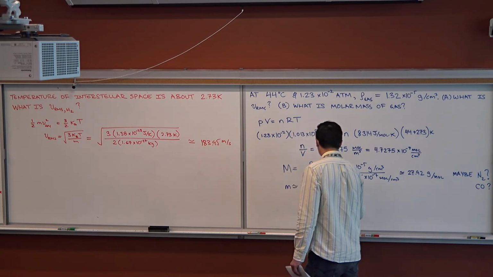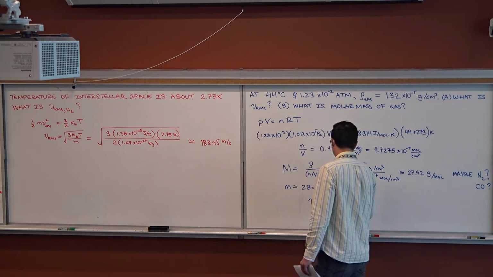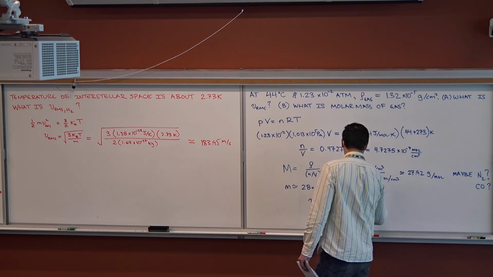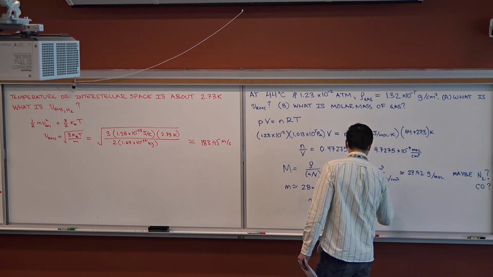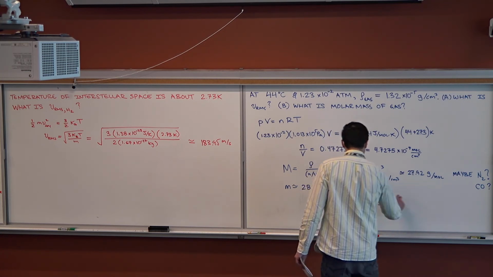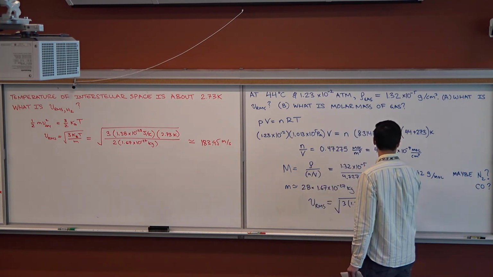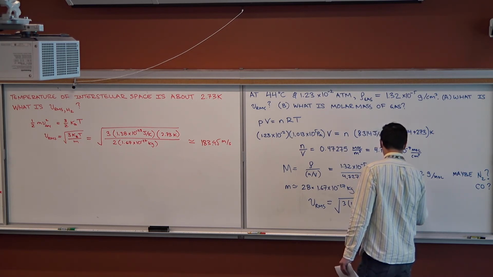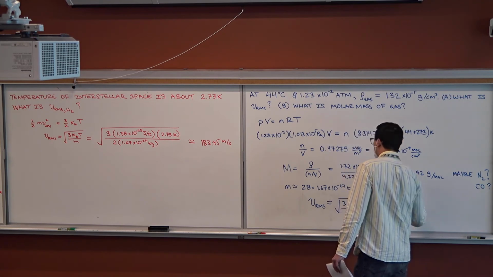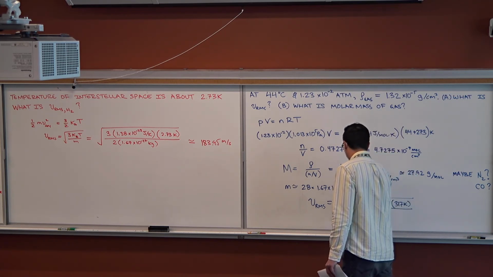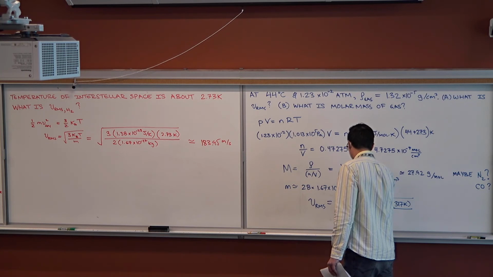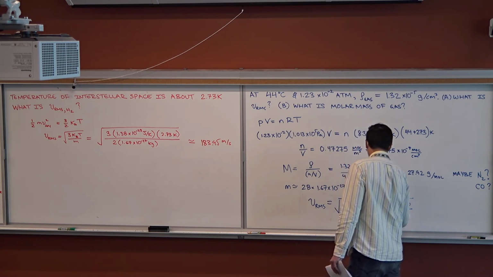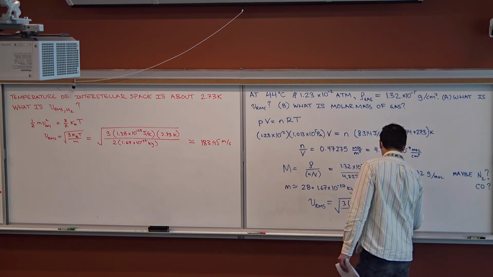VRMS is 3 times 1.38 times 10 to the minus 23 joules per Kelvin times temperature, we said that was 317 Kelvin, over 28 times 1.67 times 10 to the minus 27 kilograms.